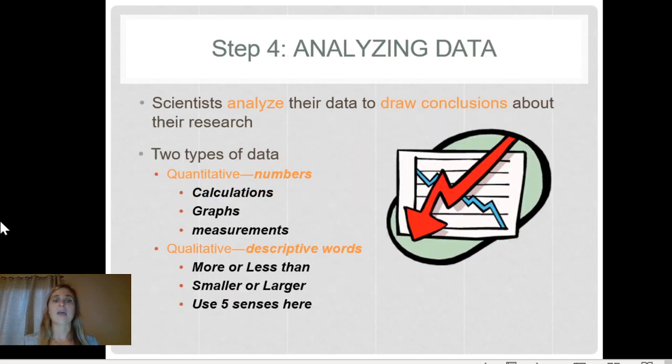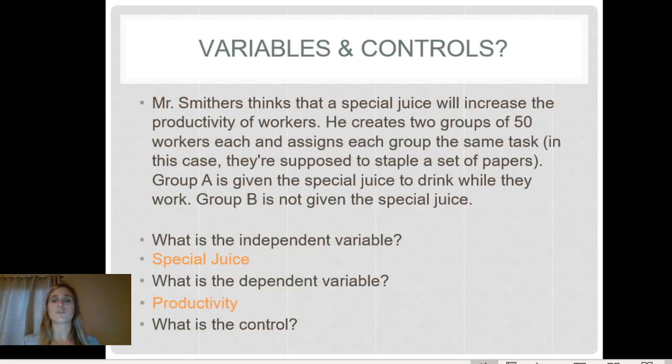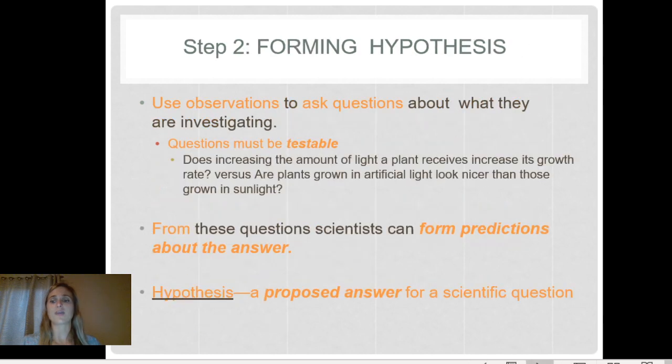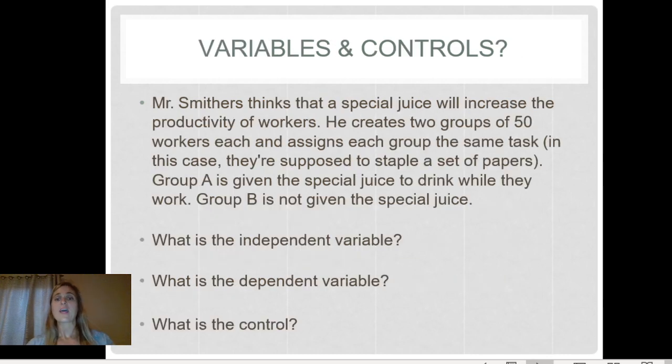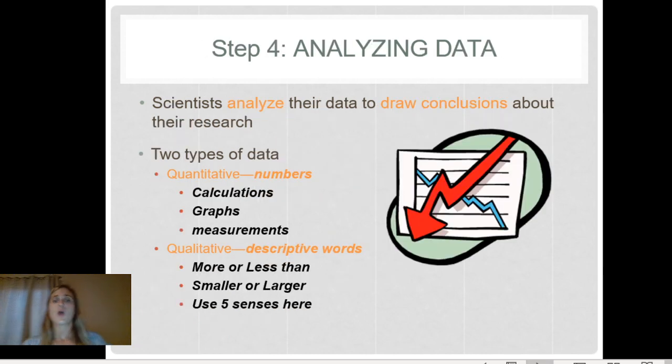Okay, so next, I'm going to go back really quickly, after we go through step 3 of testing our hypothesis through an experiment and looking at all of our variables and controls, going back through Mr. Smithers, we are going to then analyze the data. Okay, so you're going to take a look at your data and draw some conclusions about what you did. Right? So there's 2 types of data, or data, whichever you want to say. There's quantitative with an N right here, okay? And then there's qualitative with an L, and I'm going to give you a really simple way to remember that.